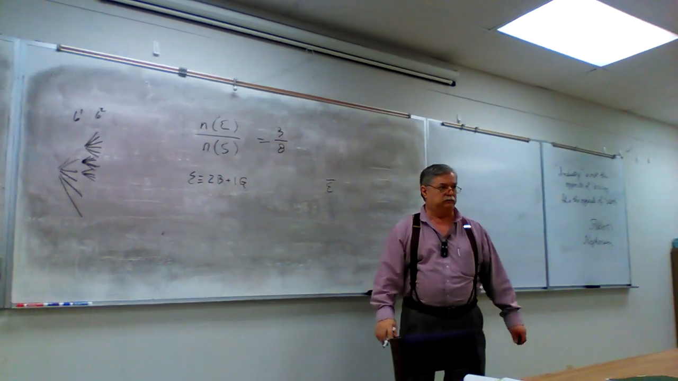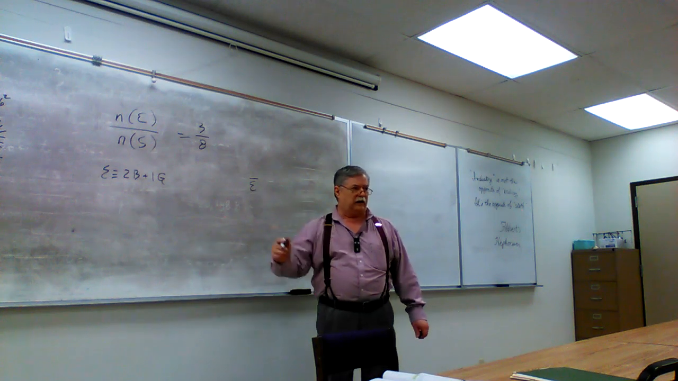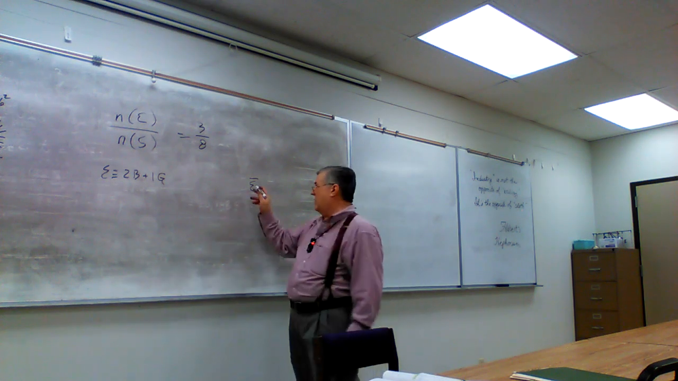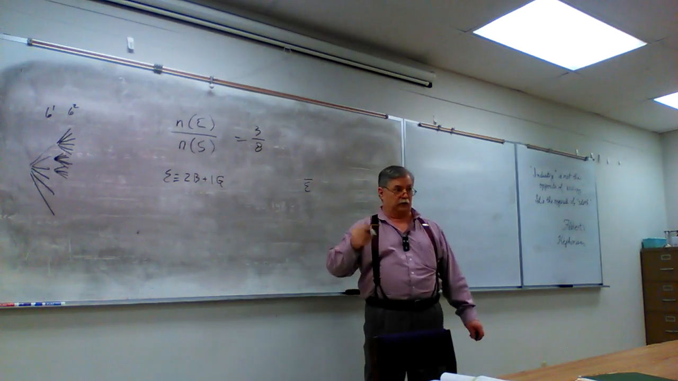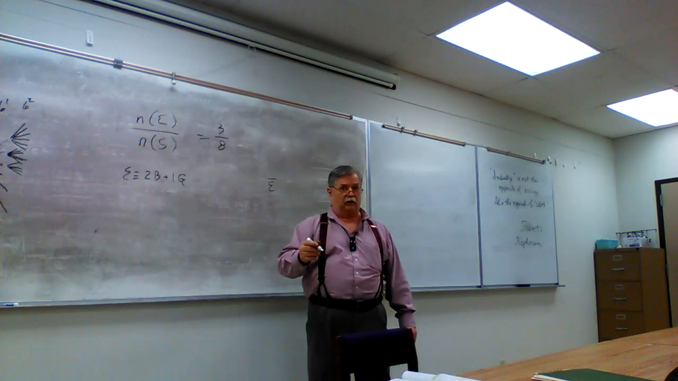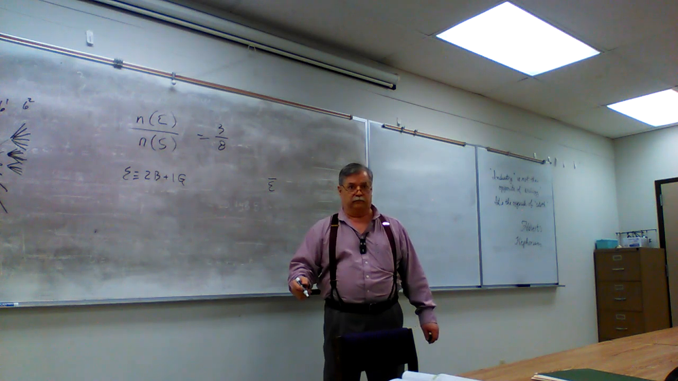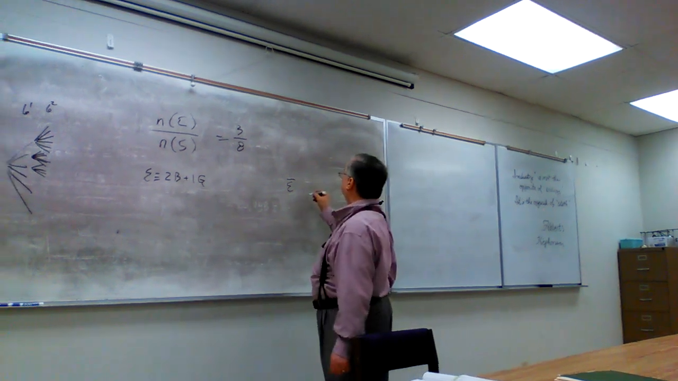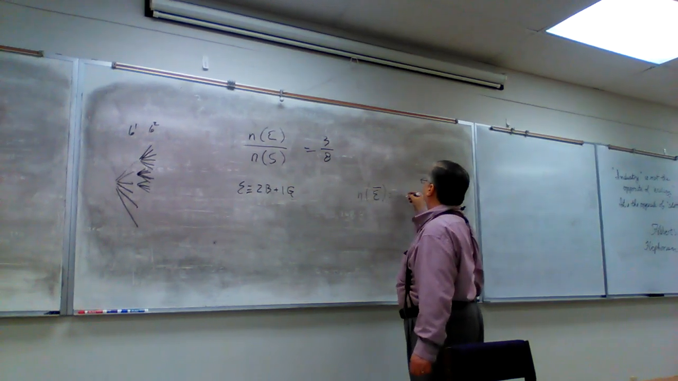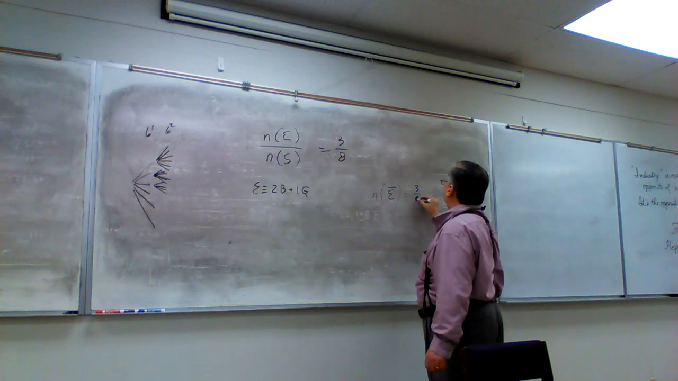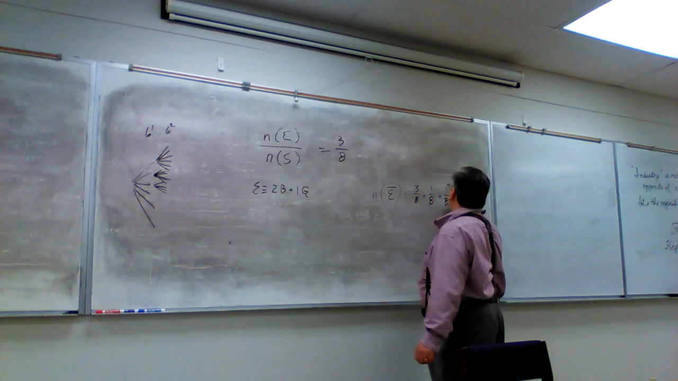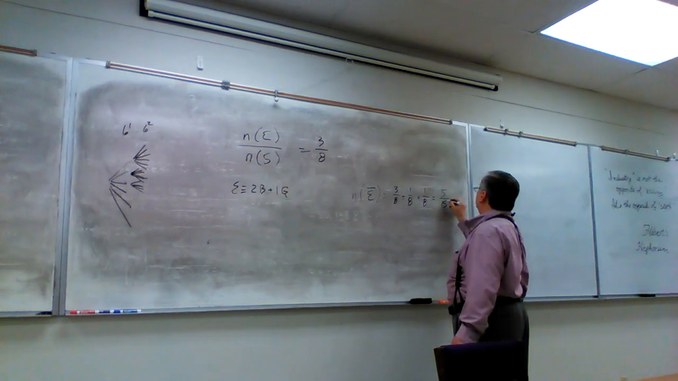E bar is any outcome that is not exactly 2 boys and 1 girl. So E bar would be either 2 girls and 1 boy, or 3 girls, or 3 boys. So that means the probability of E bar is going to be 3 out of 8 plus 1 out of 8 plus 1 out of 8, which is 5 out of 8.